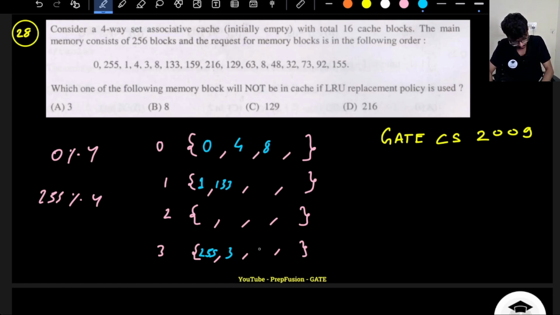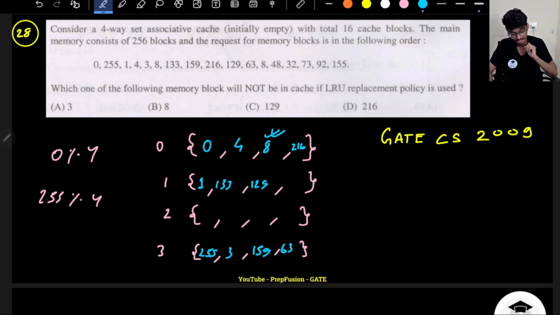Next is 159. 159 mod 4 will be 3, so 159 will be here in set number 3. 216 mod 4 will be 0, so 216 will be placed here. 129 mod 4 will be 1 again, so 129 will be placed here. 63 mod 4 will be 3, so 63 will be placed here. 8 mod 4 will be 0. I have a cache hit, right? It is already present in the cache memory.